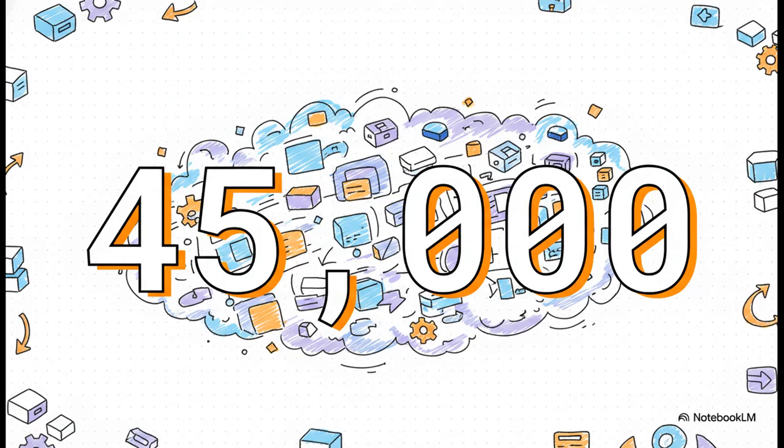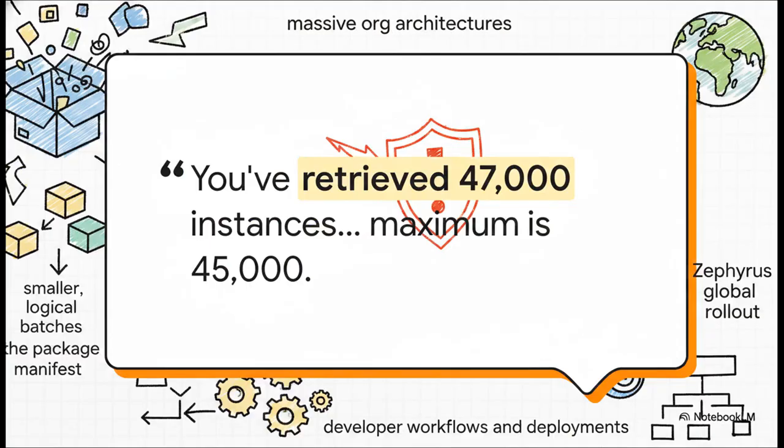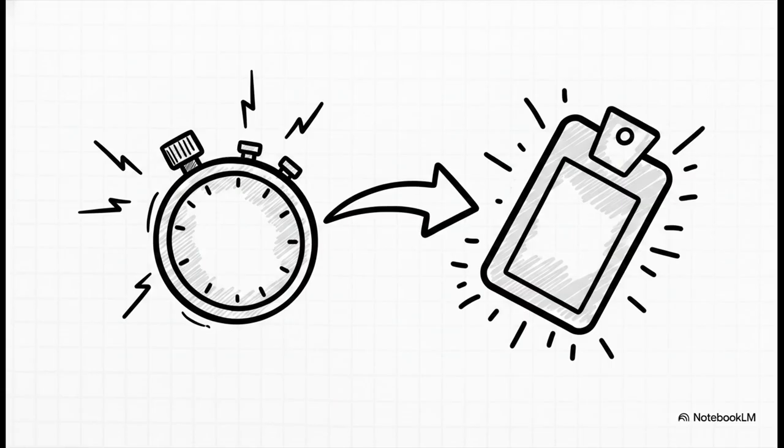45,000. I know, it sounds like a massive number, right? But this is the absolute maximum number of metadata instances you're allowed to redeploy at exactly the same time in a single job. If you push past that 45,000 limit, you're going to get hit with this exact warning scenario. It's a really common trap when moving huge architectures, like our fictional global rollout. When this happens, there's no magic fix. You're basically forced to break your deployment down into smaller, logical batches and split up your package manifest to stay under the limit.